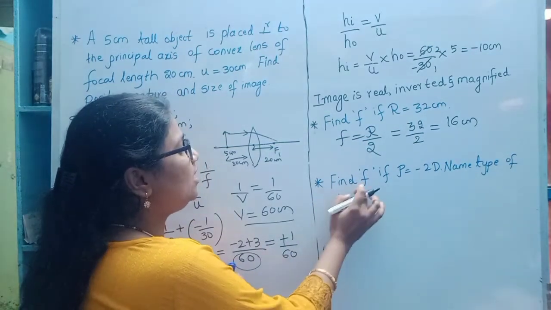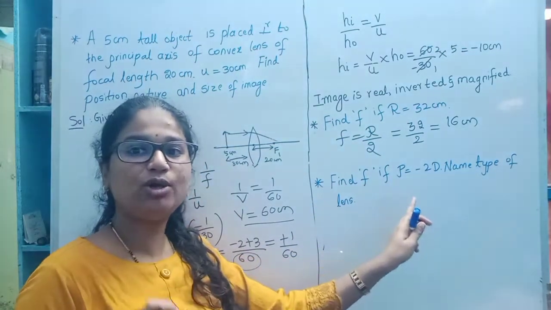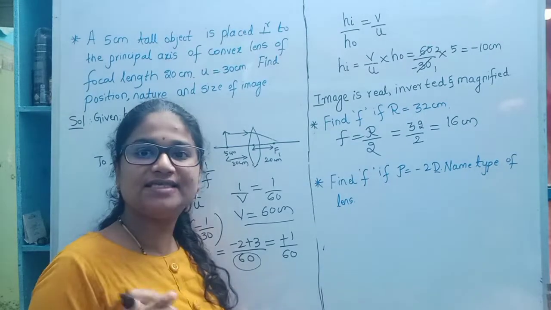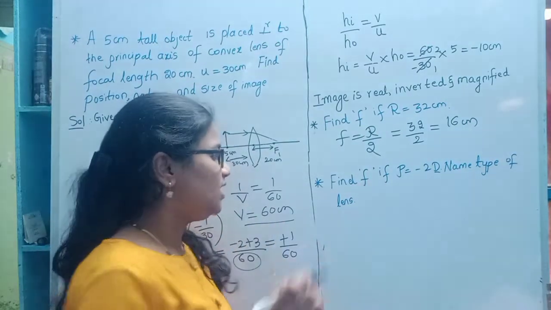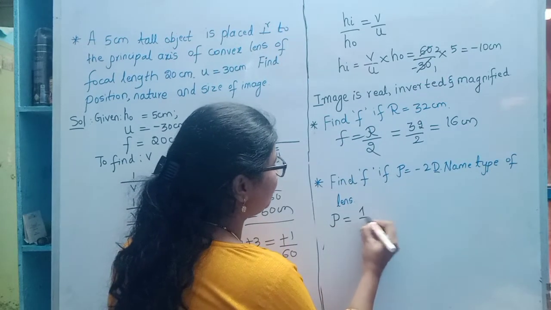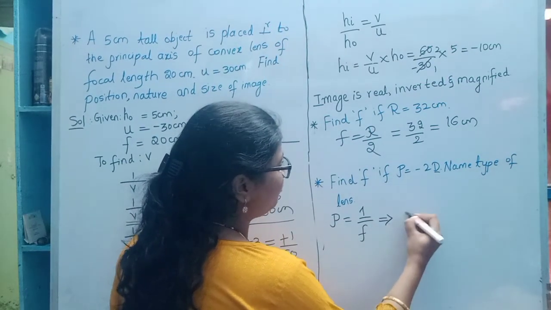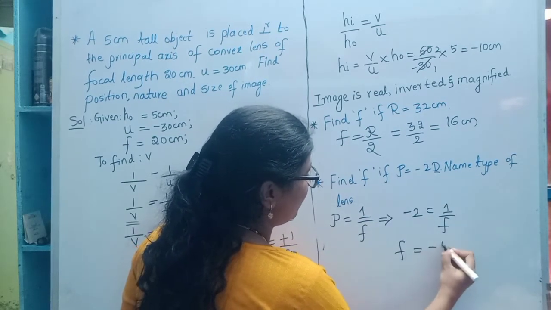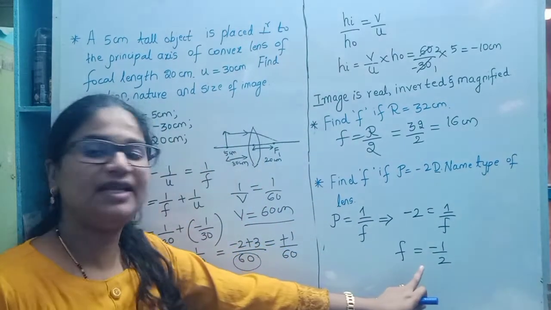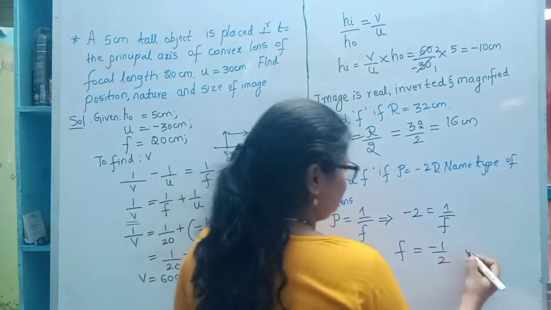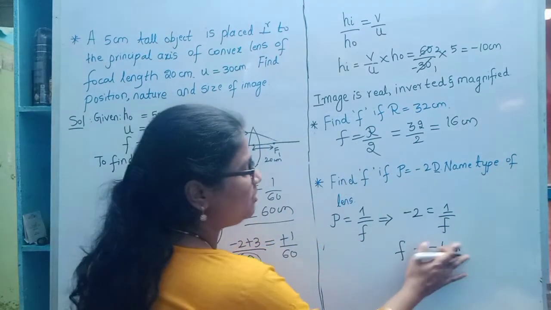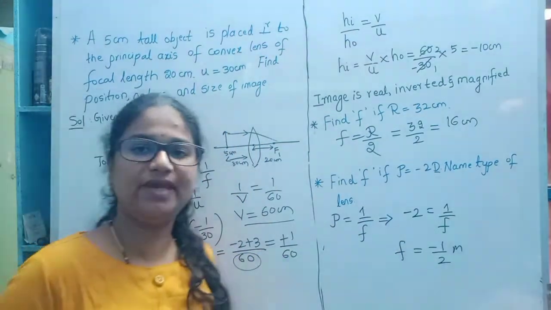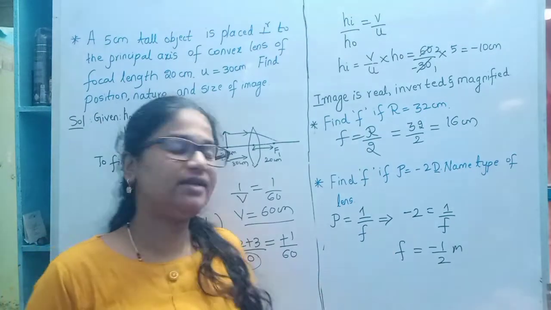Next, find the focal length if P, the power of the lens, is equal to minus 2 D. D means dioptre, the SI unit of power. So we know that power is given by the reciprocal of F. Now minus 2 is equal to 1 by F. So when we take F here, it will become minus 1 by 2. So the focal length will be minus 1 by 2 centimeter. Sorry, it will always be in meter. Only when the focal length is expressed in meter can power be calculated. So minus 0.5 meter will be the focal length.